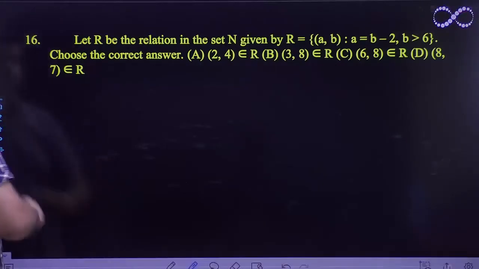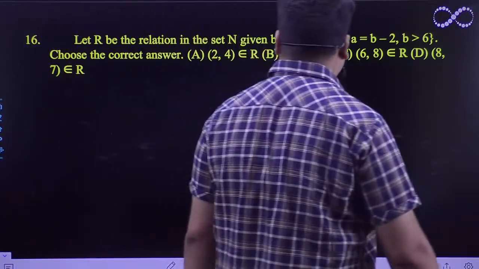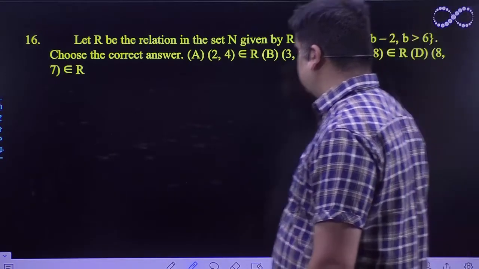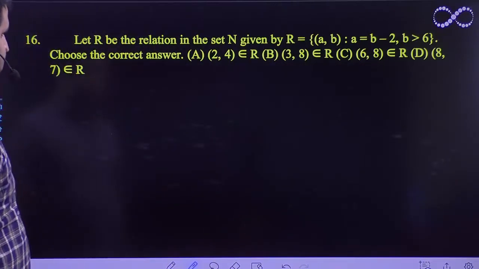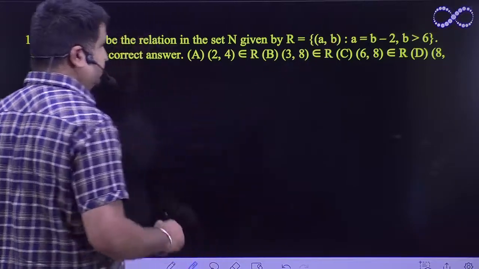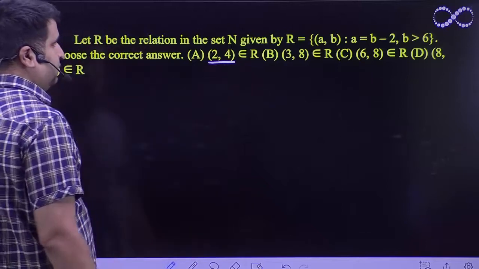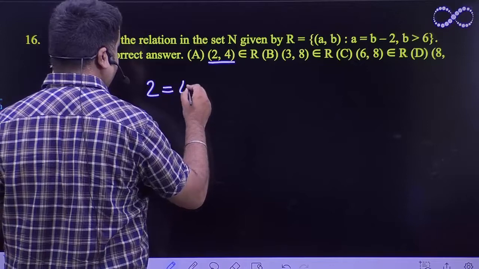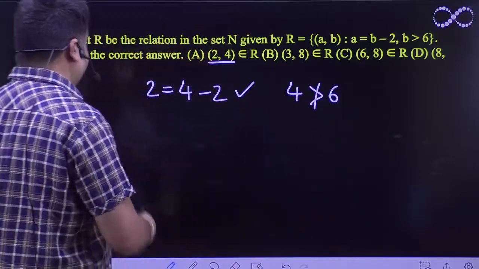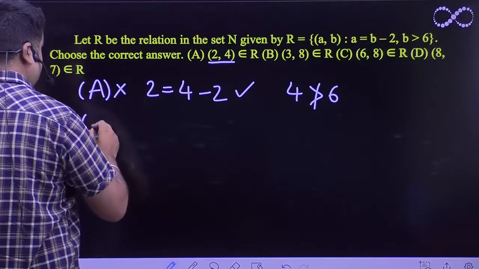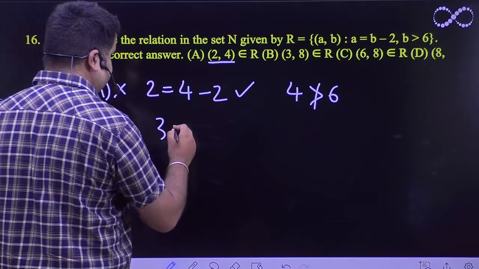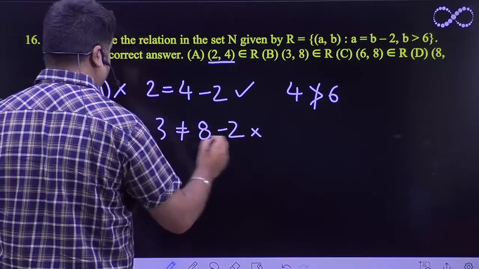So moving on to the last question. Let R be a relation in the set N given by R is equal to (a, b) such that a is equal to b minus 2, where b is greater than 6. Choose the correct answer. Okay, so we have to check which will satisfy this relation. So for the first case, 2, 4. This gives 2 is equal to 4 minus 2. So this condition is true, but 4 is not greater than 6. So therefore A part is not correct. Let's check for B part. So for 3, 8, 3 is not equal to 8 minus 2. Therefore, this is false.